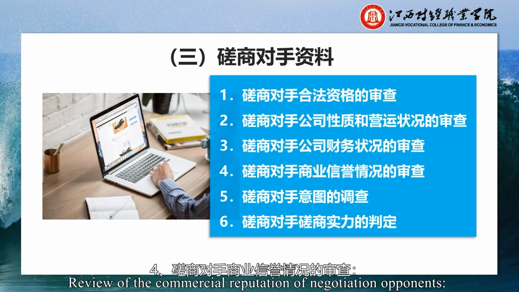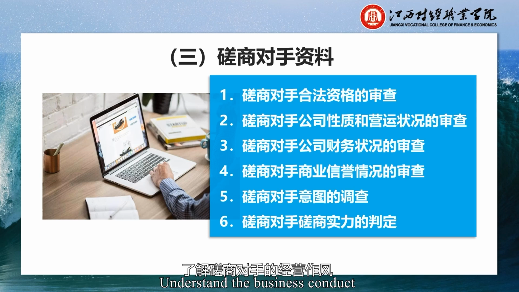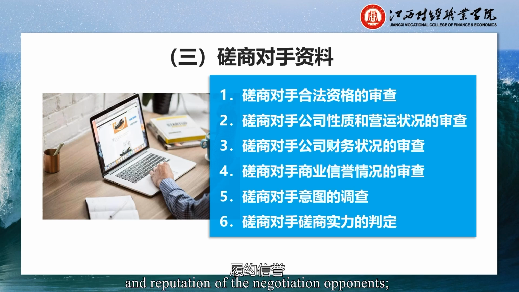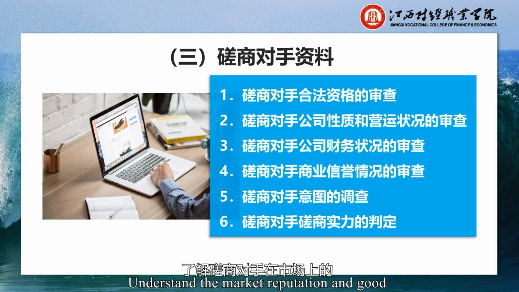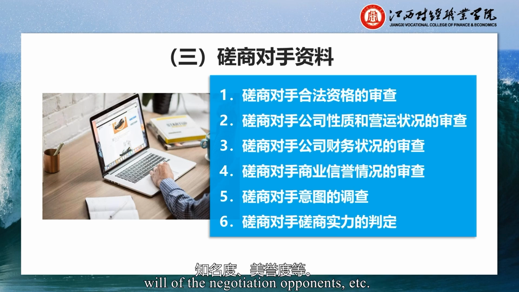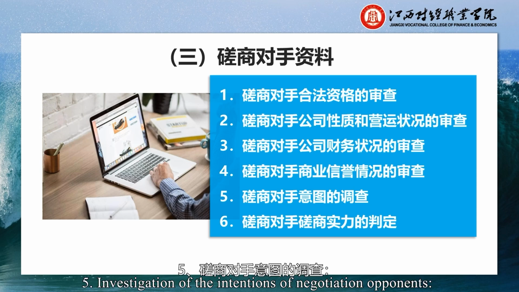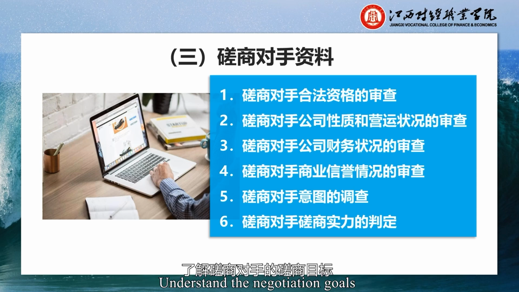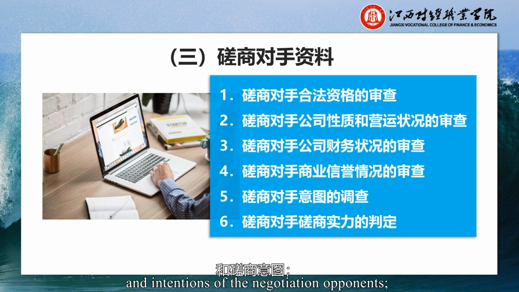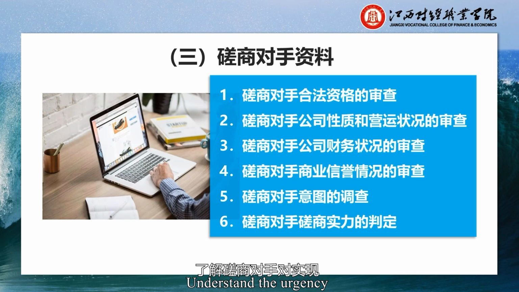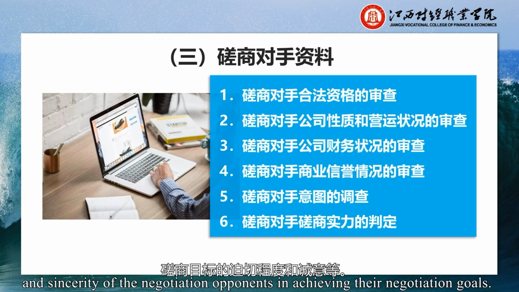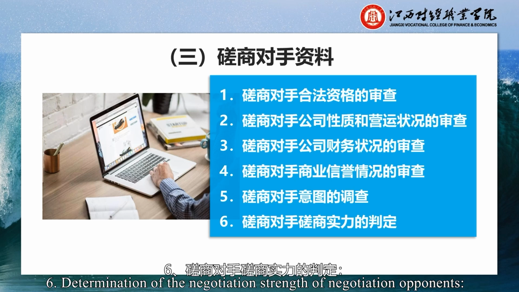Fourth, review of the commercial reputation of negotiation opponents, understanding the business conduct and reputation of the negotiation opponents, and understanding the market reputation and goodwill of negotiation opponents, etc. Fifth, investigation of the intentions of negotiation opponents, understanding the negotiation goals and intentions of the negotiation opponents, and understanding the urgency and the sincerity of the negotiation opponents in achieving their negotiation goals.